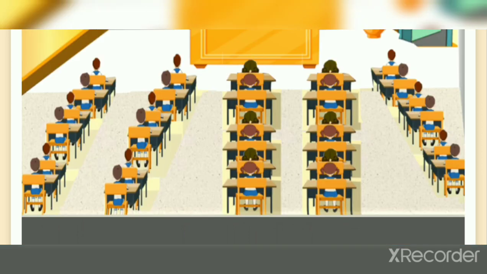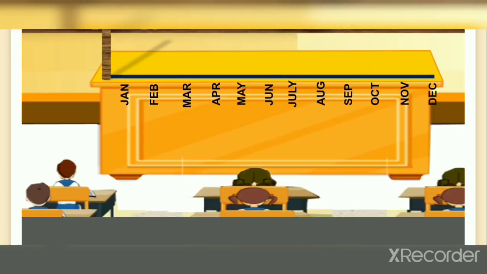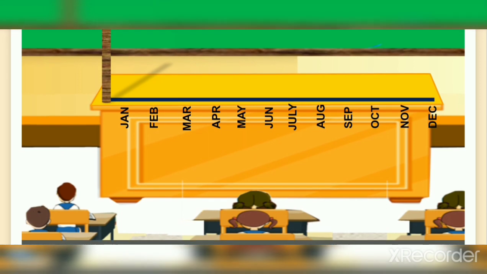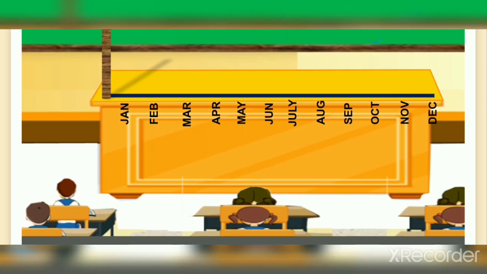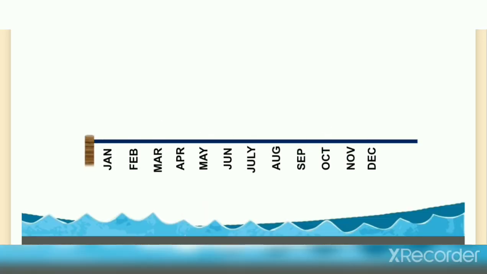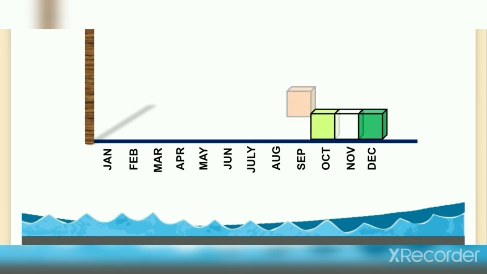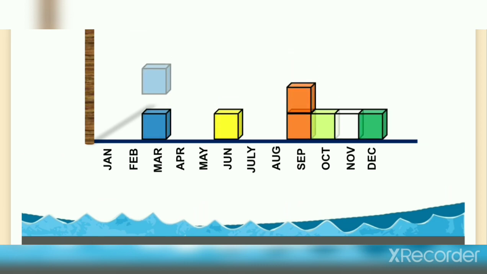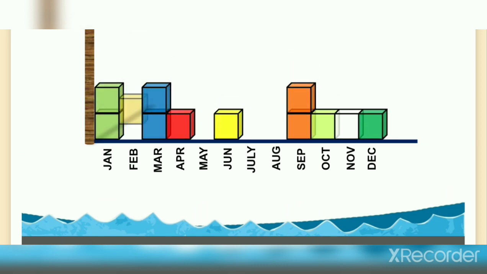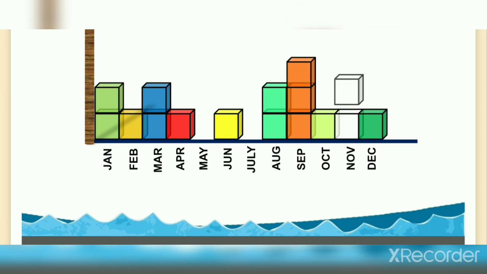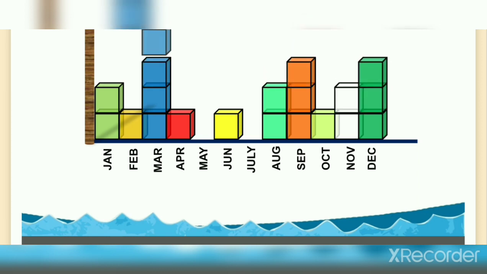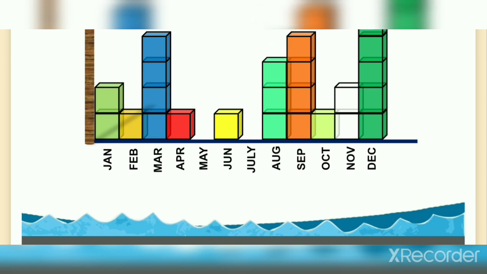There are 30 students in this class. A horizontal line is drawn on the table which shows the months of the year. A vertical stick is kept as shown. The students are called one by one and are asked to fix a block against the month of their birthdays. Each student fixes one block in the respective column of his or her birthday.